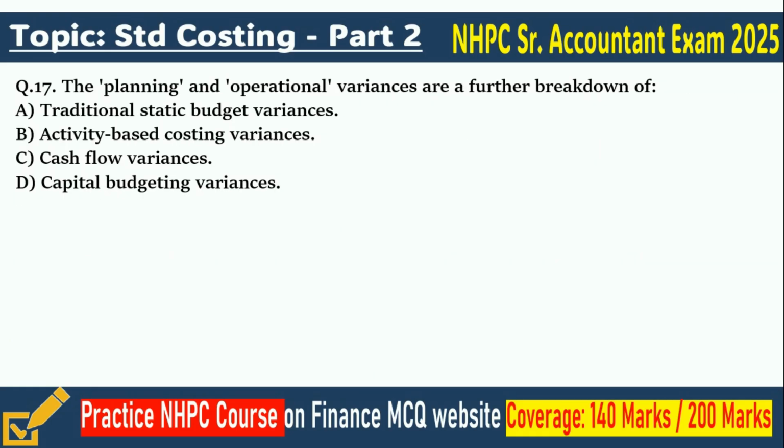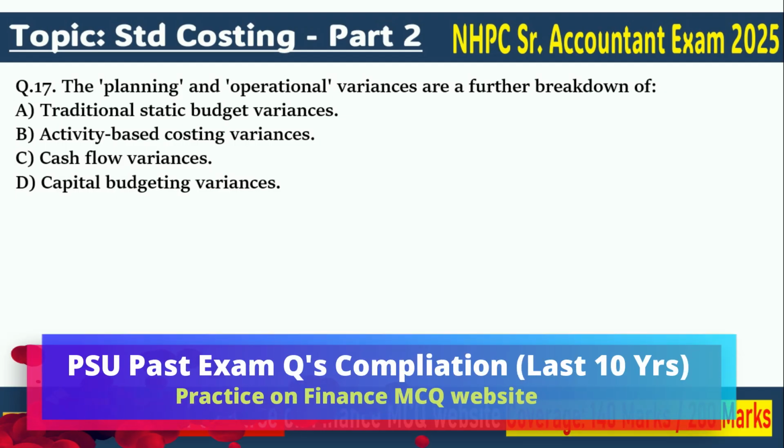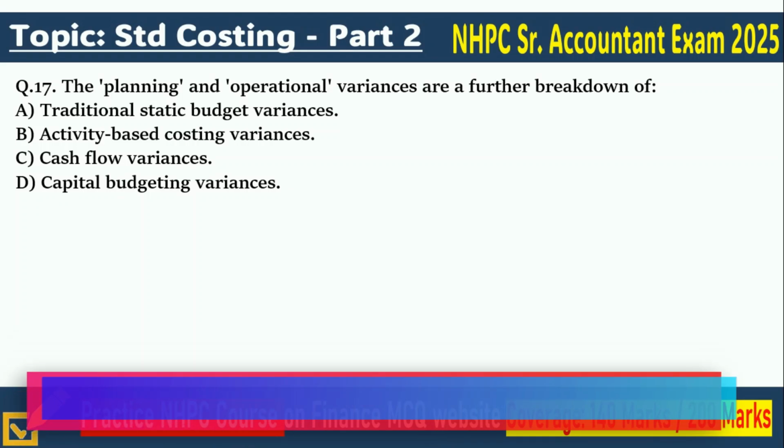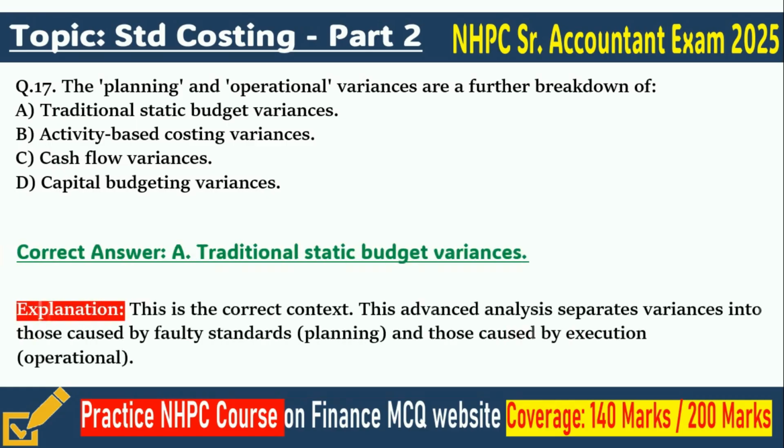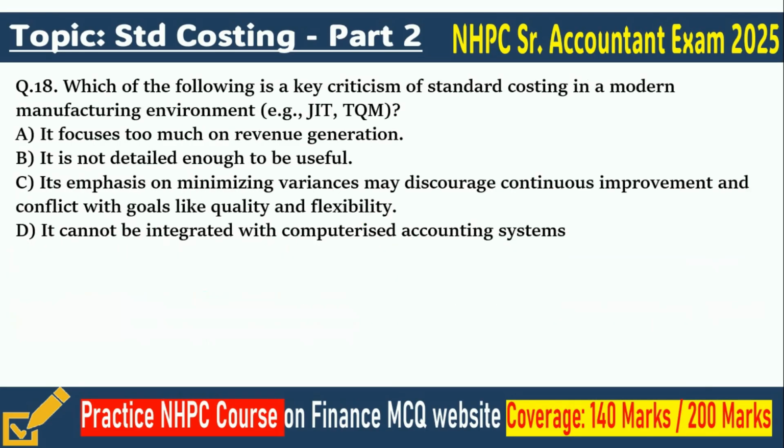The planning and operational variances are a further breakdown of option A, traditional static budget variance, option B, activity based costing variance, option C, cash flow variances, and last option, capital budgeting variances. So, what should be the correct answer? Friends, the correct answer is option A, traditional static budget variances. So, friends, this is the correct context. This advanced analysis separates variances into those caused by faulty standards, that is planning, and those caused by execution, that is operational. Moving on. Friends, next question.